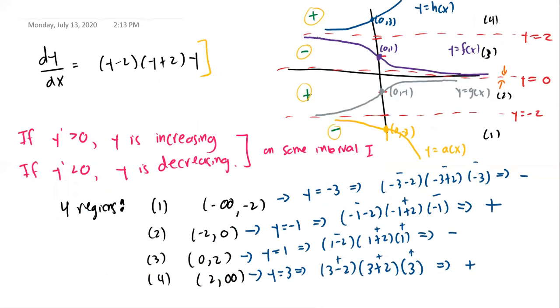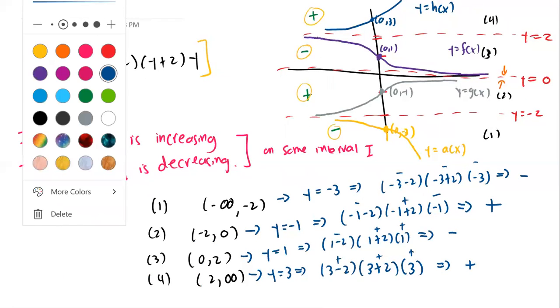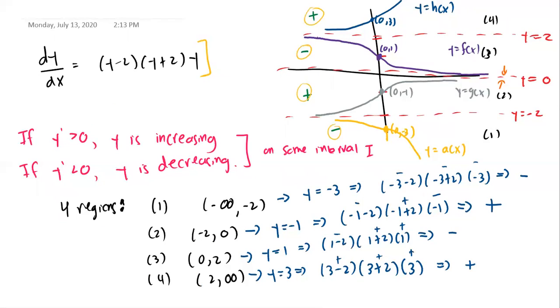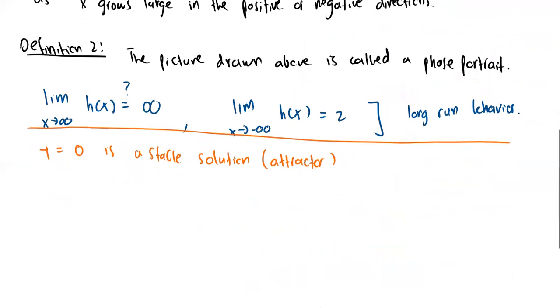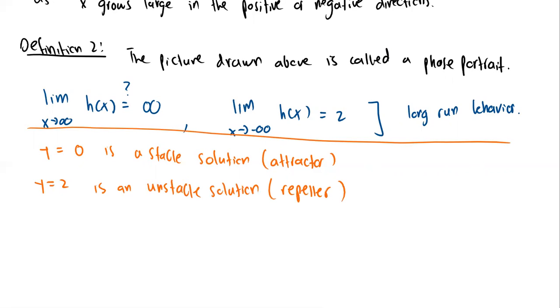An example of one is y equals 2. Why? Well, look at what happens with y equals 2. As x goes really large, solutions on the y interval 0 to 2 grow away from the equilibrium solution y equals 2. Solutions on the interval 2 to infinity also grow away from y equals 2 as x grows very large. In this situation, you would call such a solution an unstable solution. So y equals 2 is an unstable solution. Or you can think of it as a repeller. So it repels solutions as x grows very large.